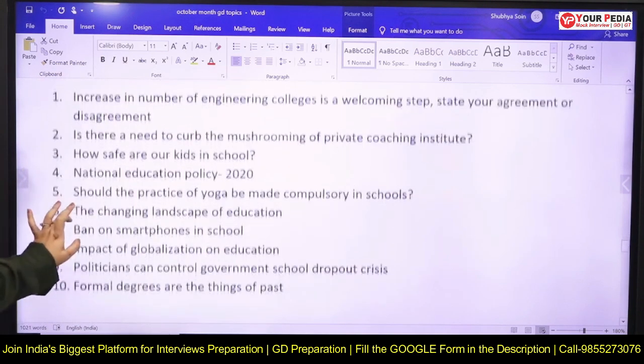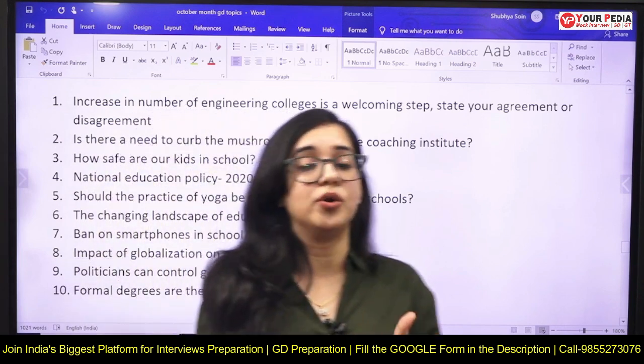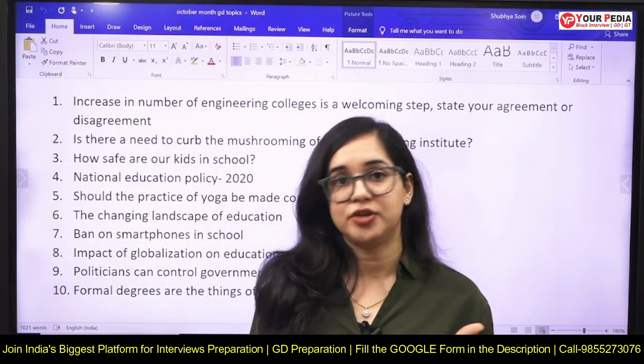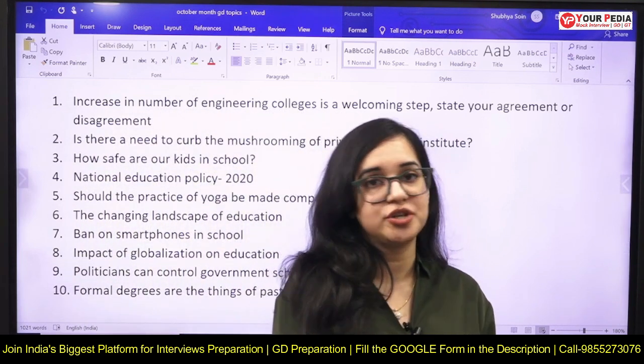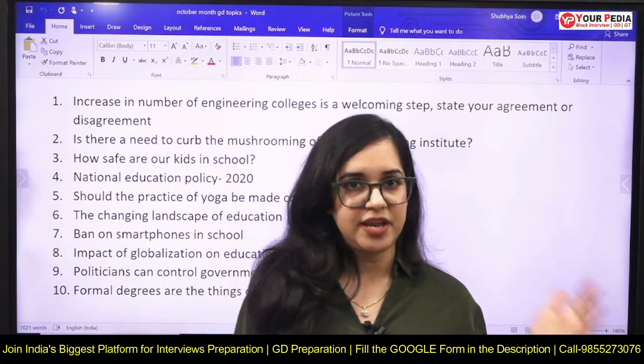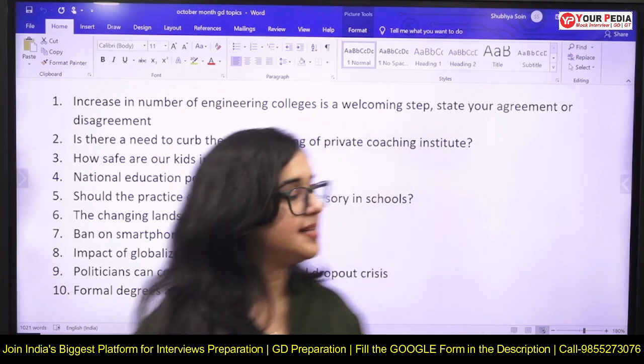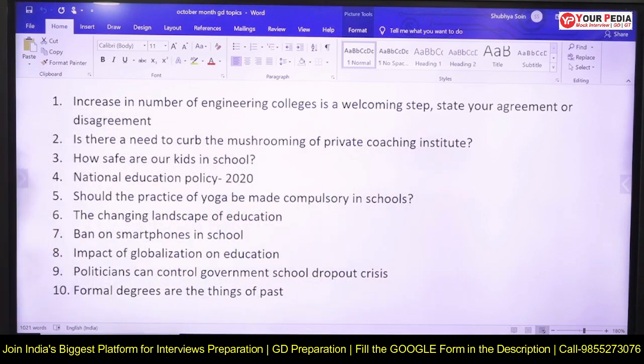Related to education, do remember that in campus placement, education plays a key role. The topics which are based on education, be it related to the National Education Policy, be it related to online versus offline, all these are very important topics which we have already covered in previous months too. In this list, I am going to talk about the increase in the number of engineering colleges. It's a welcoming step. Do you agree or disagree?